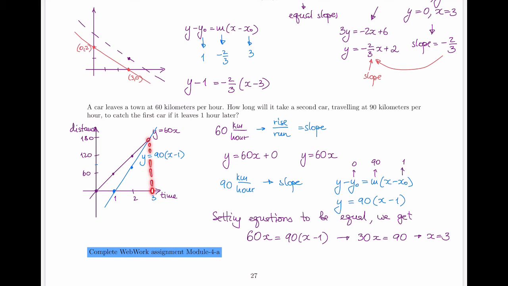If you want to compute the value for y, you can plug it into either one of these equations, because this is the point that they have in common. So either one of them works. Obviously, it's easier to plug it into this one. When x is 3, y is going to be 180. So the two cars will meet 3 hours from the time that the first car had left, at a distance of 180 kilometers away from the original point that they left from.